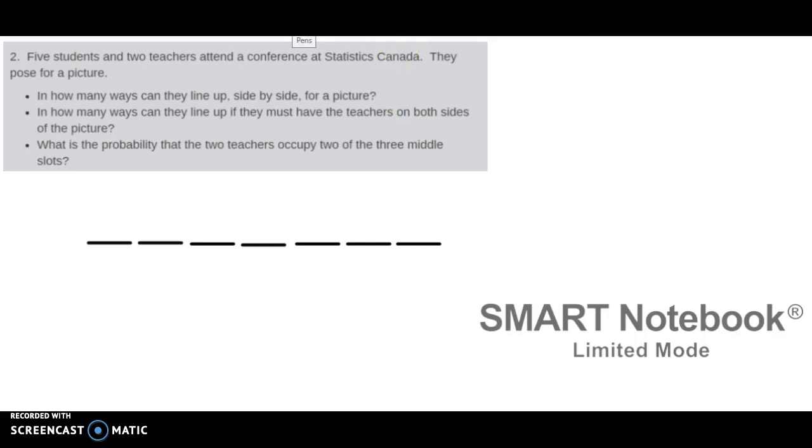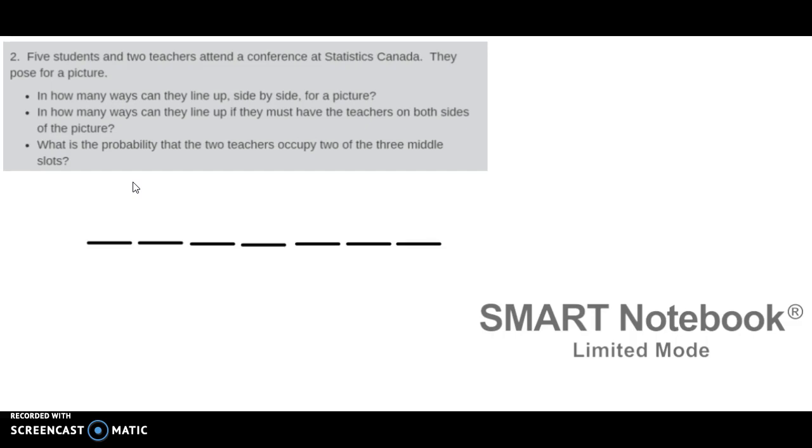All right, so here's the solution for question number 2 from Unit 2, Activity 1. And again, I stress that you should try this question before you take a look at the solution. So, 5 students, 2 teachers attend a conference at Statistics Canada. They pose for a picture. How many ways can they line up side by side for a picture?